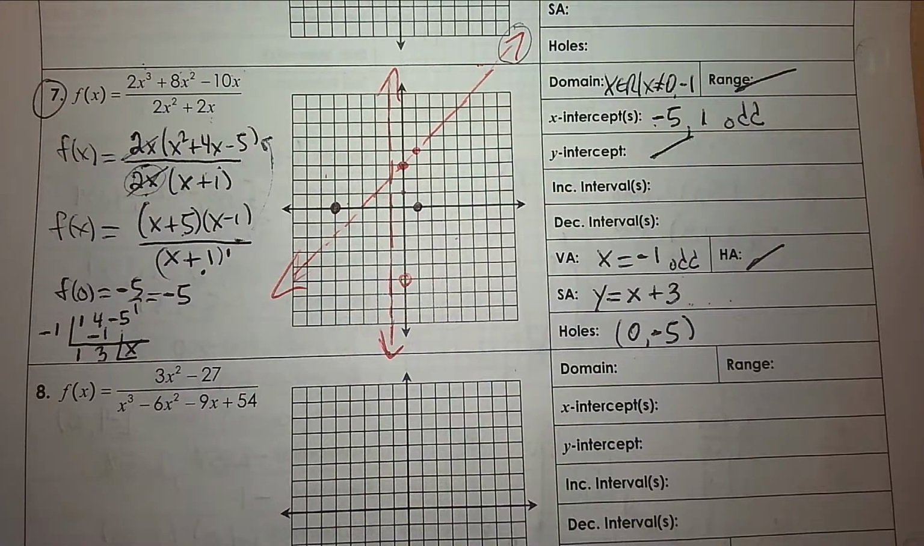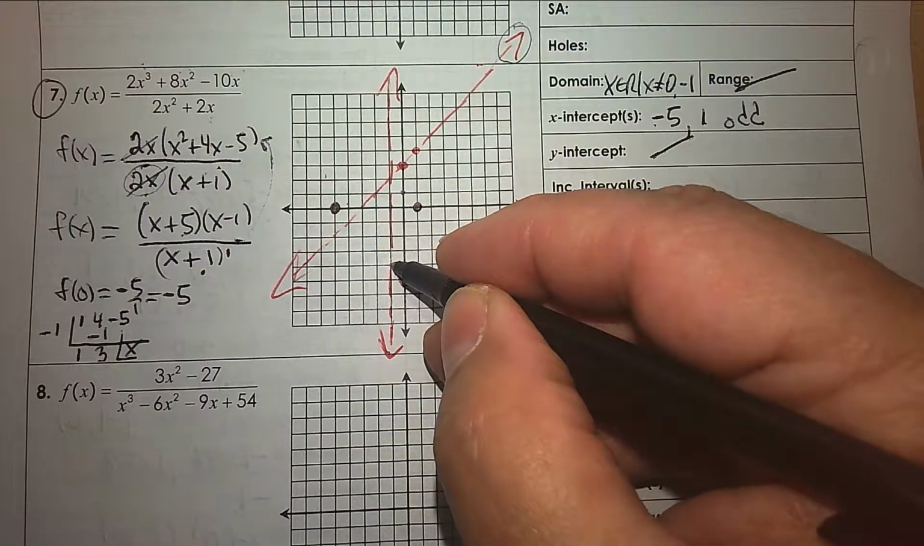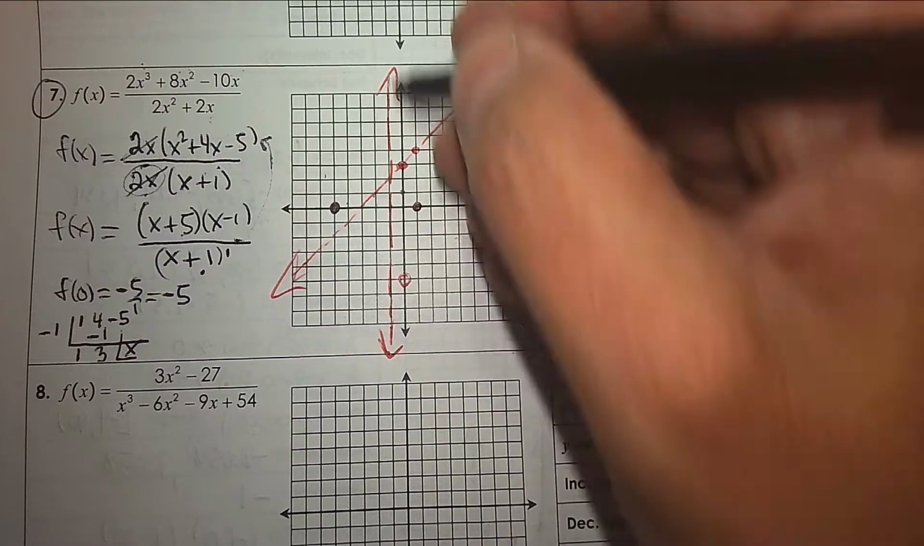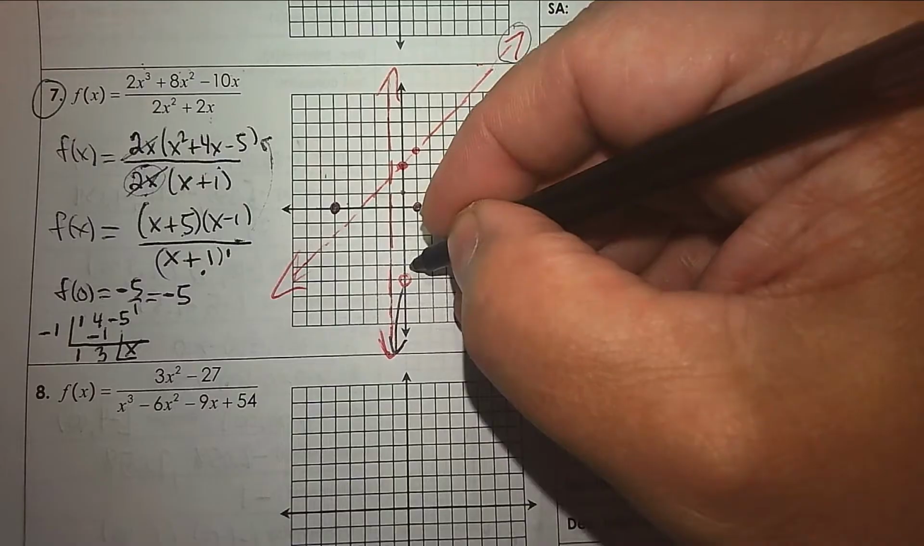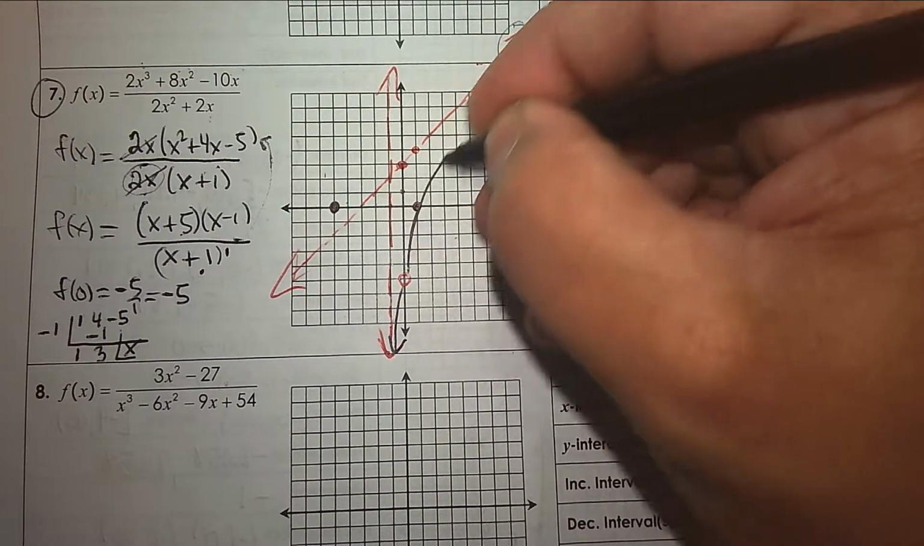What happens when it hits the vertical asymptote? Is it going to go down forever, up forever? So when we look at it, can you put it all together? Hop over the hole, and then follow the curve.